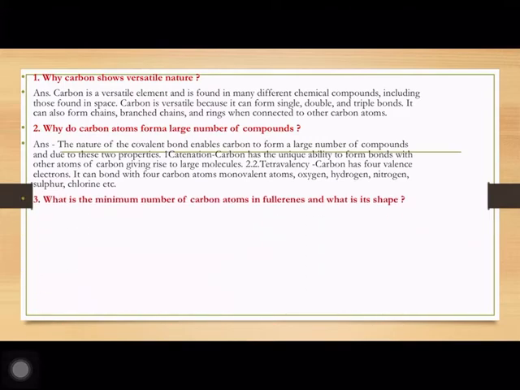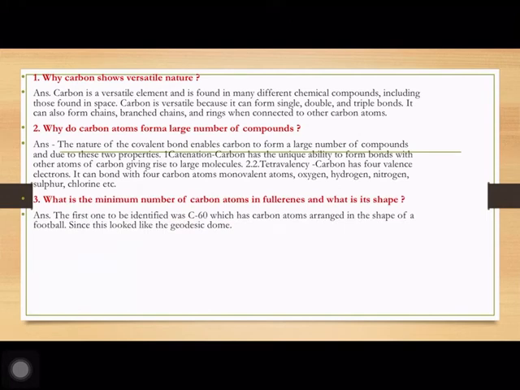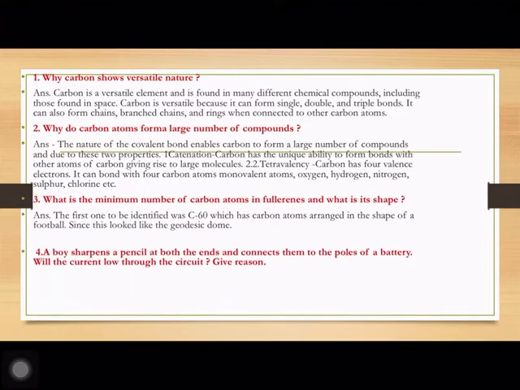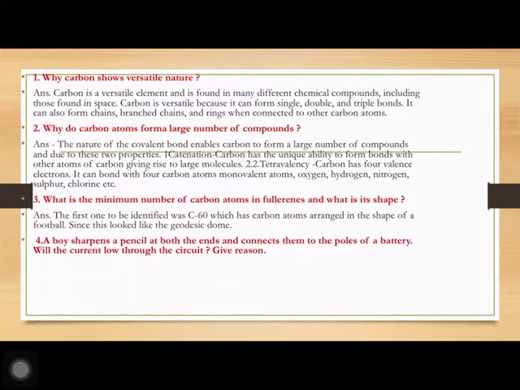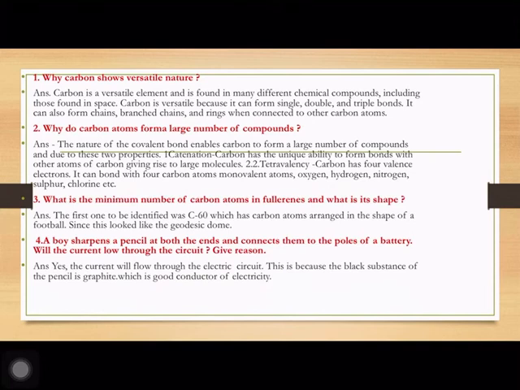What is the minimum number of carbon atoms in fullerenes, and what is its shape? C60 is the minimum number, and its shape is a geodesic dome, or you can say like a football. A boy sharpens a pencil at both ends and connects them to the poles of a battery. Will the current flow through the circuit? Yes, because graphite is a good conductor of electricity, that's why the current will flow.